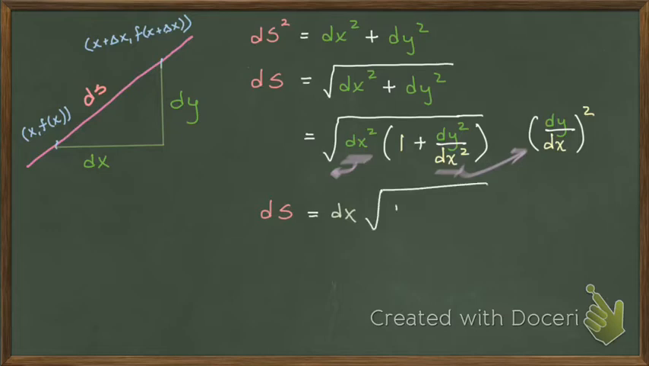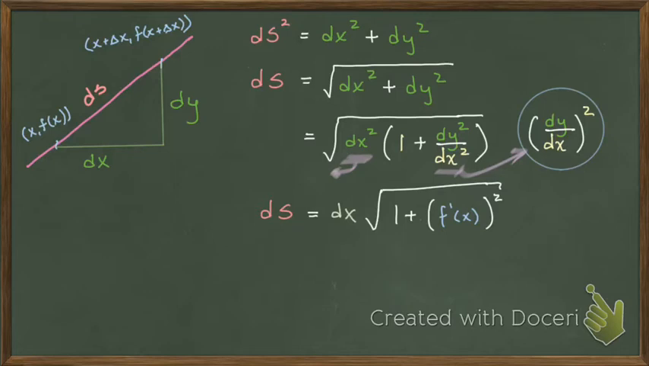What's left inside the radical should be a 1 plus, and again, that should be like an f prime of x, quantity squared. So given the function that I had on the previous slide, I'm able to take a derivative, square it, add 1, take the square root, multiply by that dx distance there, and that should give me the length of this tiny little hypotenuse, ds.